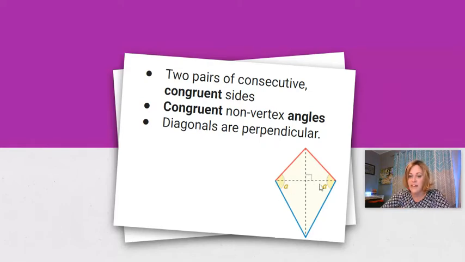And then these are called the non-vertex angles. This really long diagonal, that creates the vertex angles. So these where it says angle A and angle A, those two angles will be congruent, the non-vertex angles.